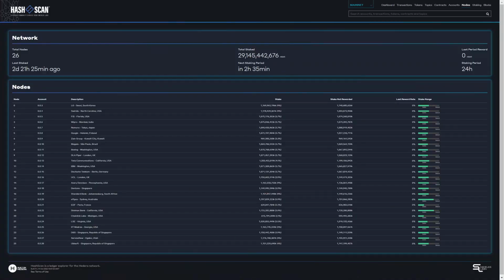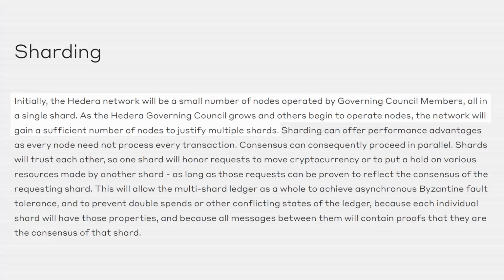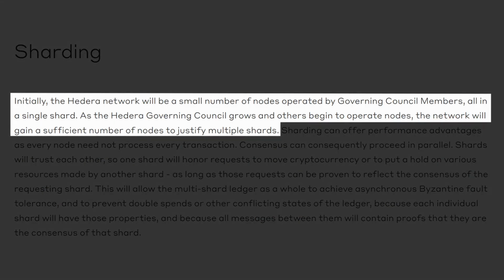But before that happens, there are 26 council member nodes right now, but the spots available are 39, so I'm not sure exactly if they're waiting to fill up all the governing nodes first, because these are the 39 governing nodes. And that is because these governing nodes, according to the white paper, are supposed to form one shard. And after that, it's going to be available to the public to set up their own nodes, and they're probably going to introduce some sort of sharding structure as well.